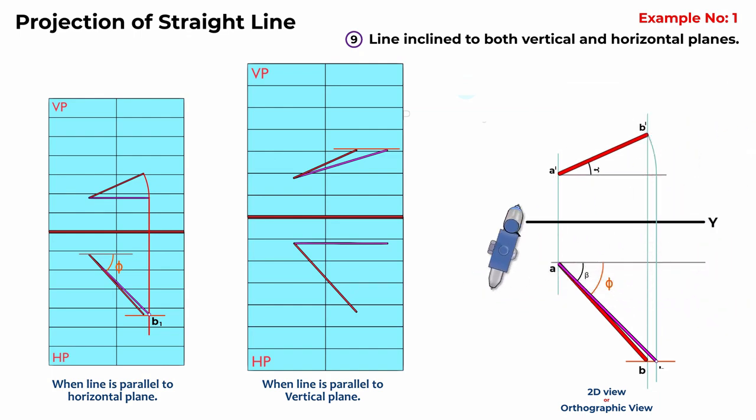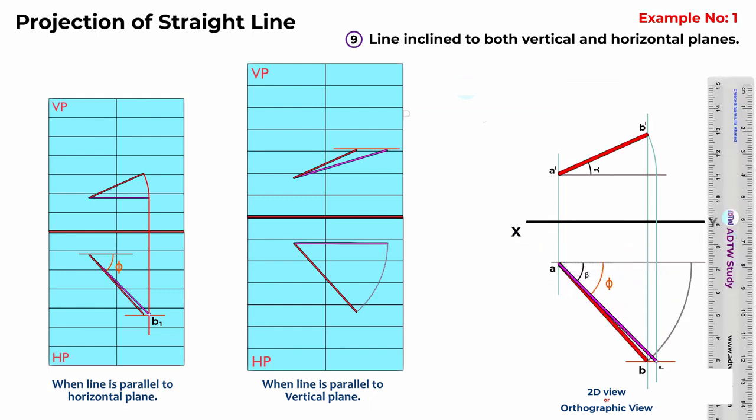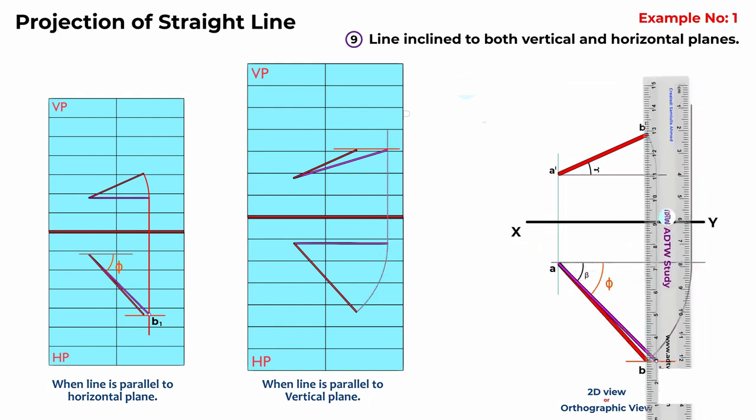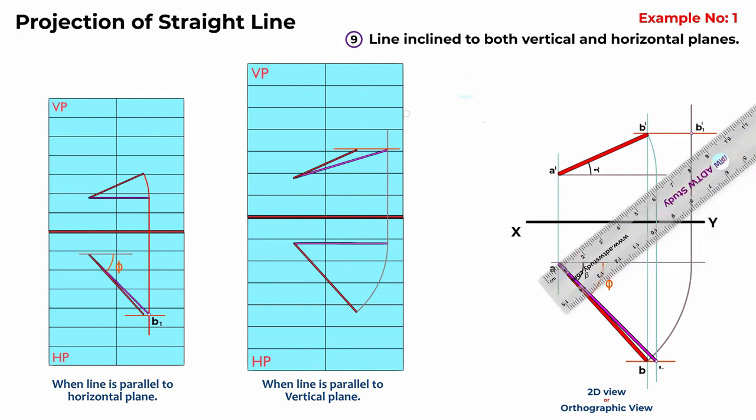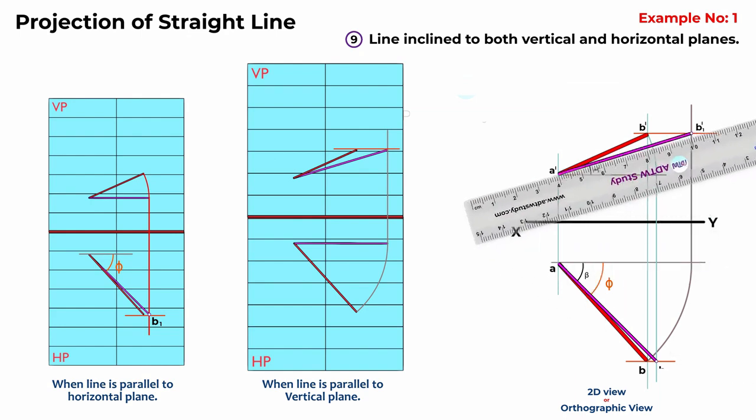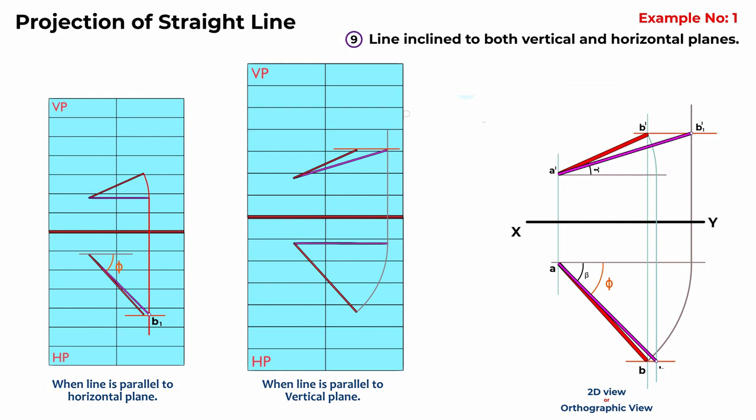Adjust a compass to the length in the top view and draw an arc as shown. Extend it upwards to find the other end of the line. Draw a line from point A dash to this new point, which we'll call B1 dash. This shows the actual length of the line. The new angle it makes with the horizontal plane is represented by theta.